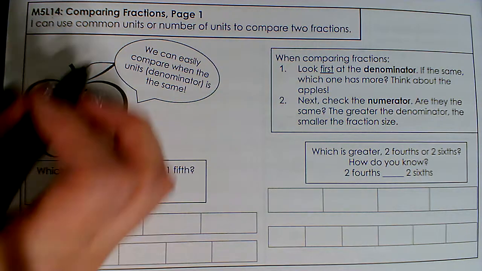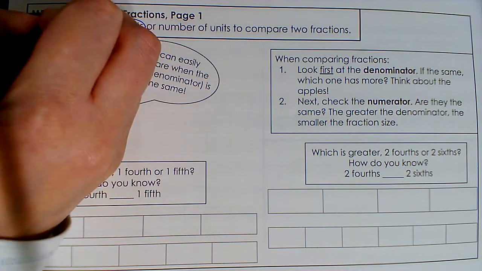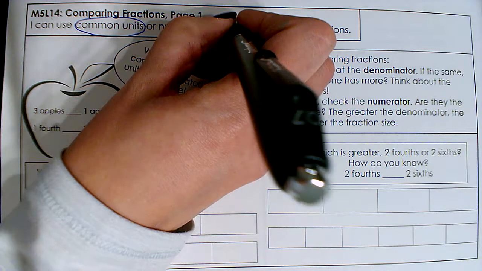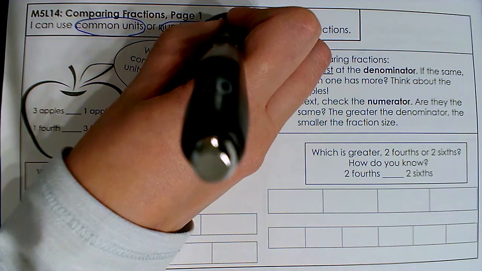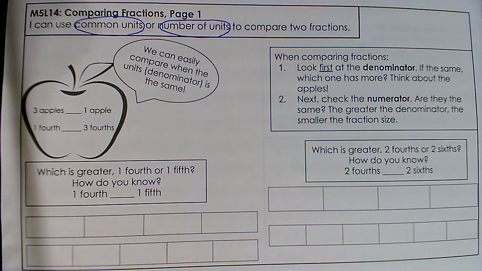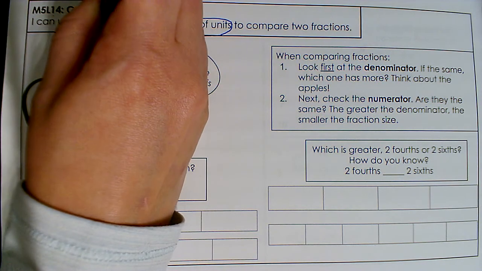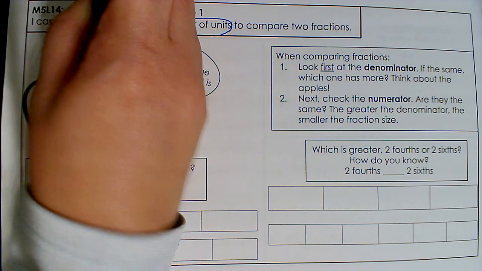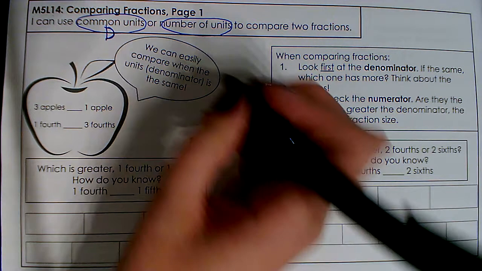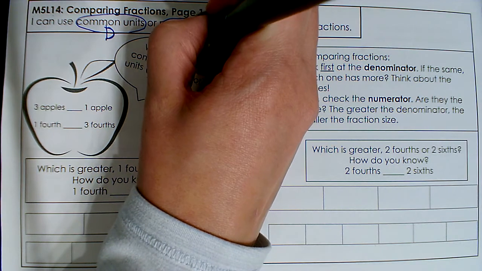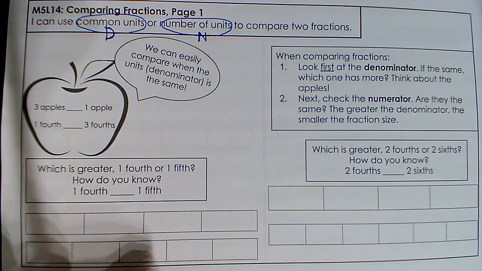So when we have these two terms, common units and number of units, those are important to us to know how we are going to compare. If I look at common units, I'm talking about the denominator. And if we're looking at the number of units, we're looking for the numerator. So we're going to find two different ways to compare fractions today.